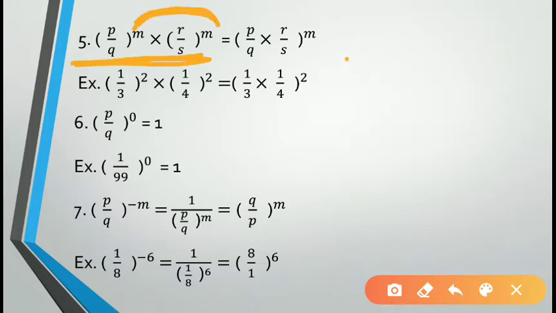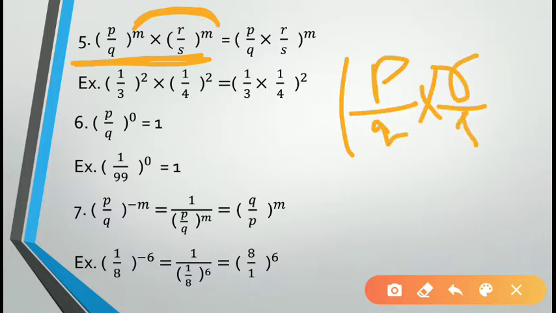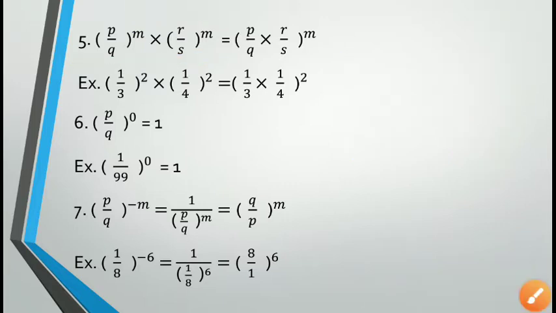So what we will do, we can write p/q into r/s, and both the powers are the same, so we can write m one time only. We multiply both the rational numbers in a bracket and write the one power only. Why? Because both the powers are the same.